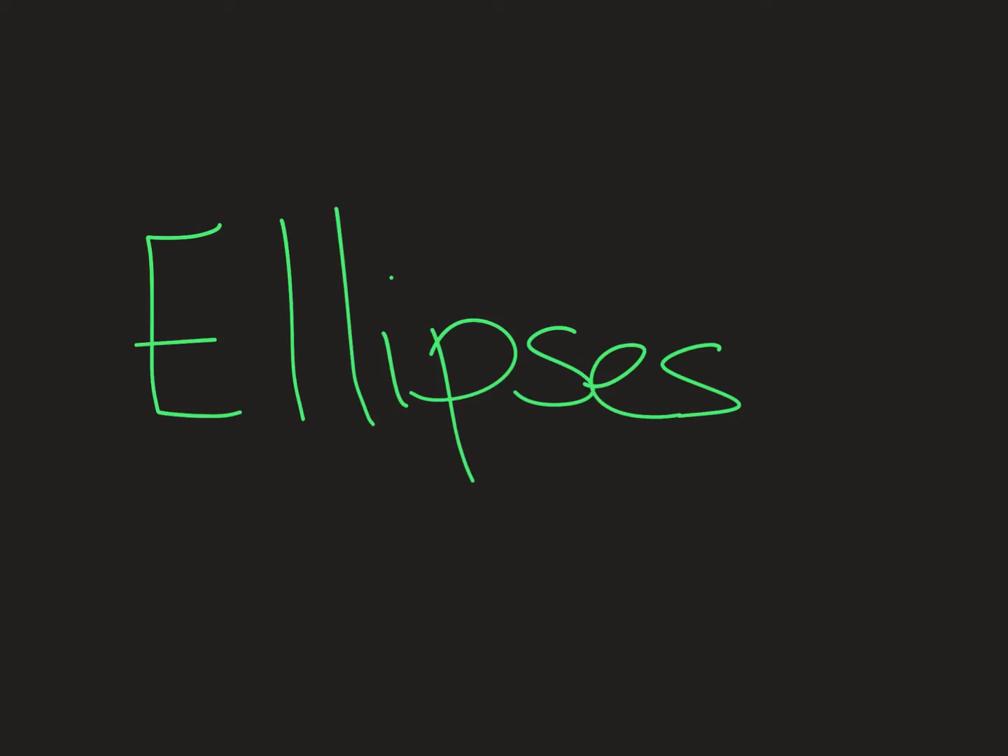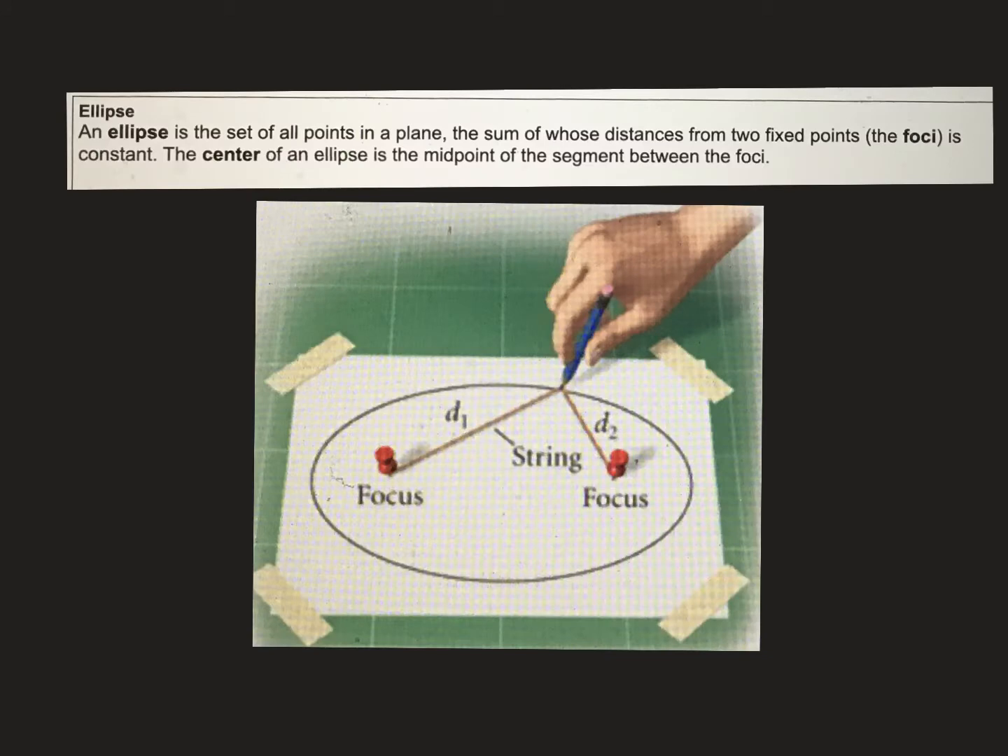All right, guys, the third conic section we're doing is called ellipses. Ellipses, kind of like a stretched out circle, or what you all would probably call an oval, but it's called an ellipse. All right, an ellipse, here's a definition.